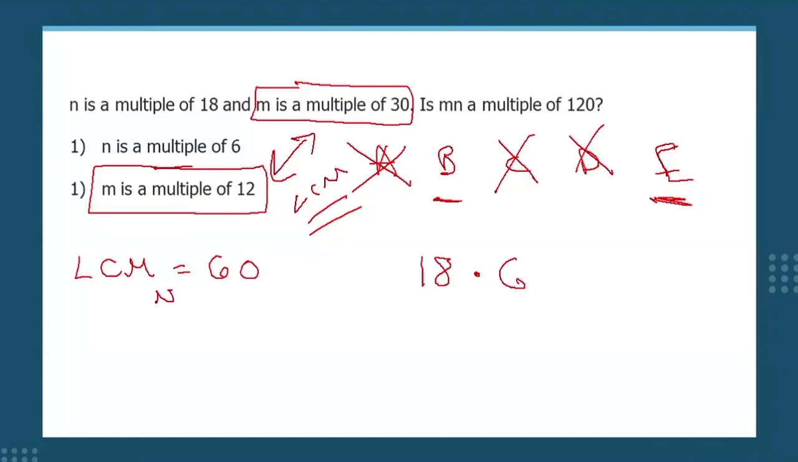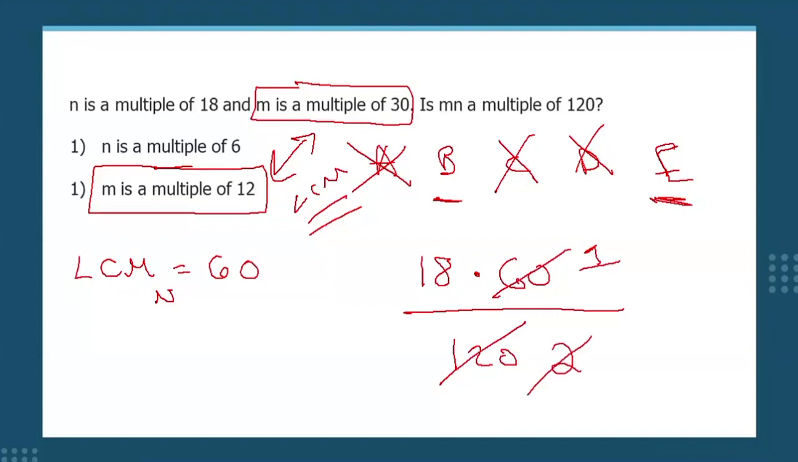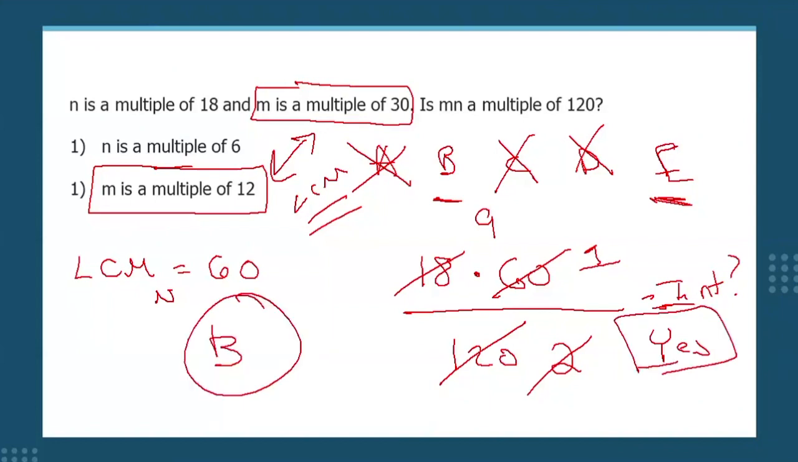Then you plug this in, 18 times 60, divided by 120. Don't multiply 18 by 60 out. Just do some reducing. 2 goes into this 9 times. So is it an integer? The answer is yes, it is. And the answer is B, statement 2 alone. Statement 2 works. Any questions about that?